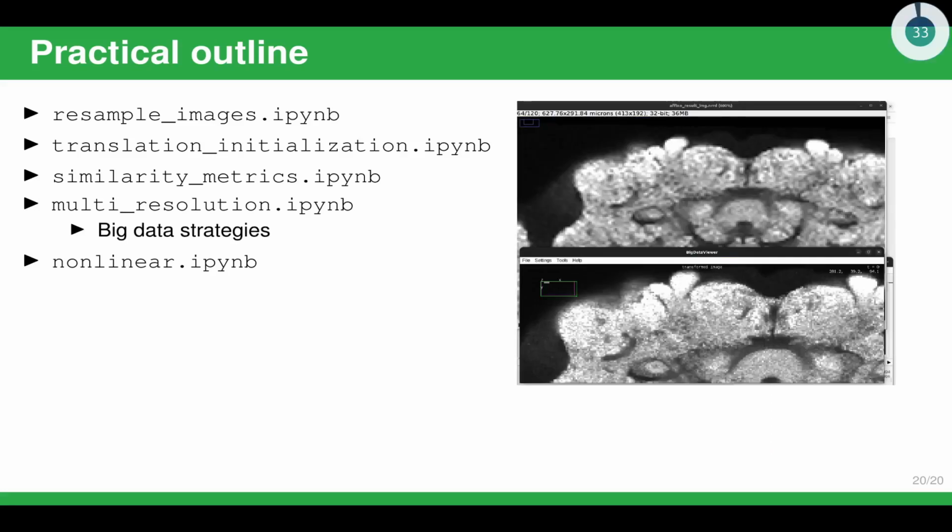Great. Next we have multi-resolution, which is about some strategies for big data. Again, this is focusing on emphasizing that it is possible to run a registration with an image at low resolution and apply it to the same image at higher resolution because transformations go from physical coordinates to physical coordinates.